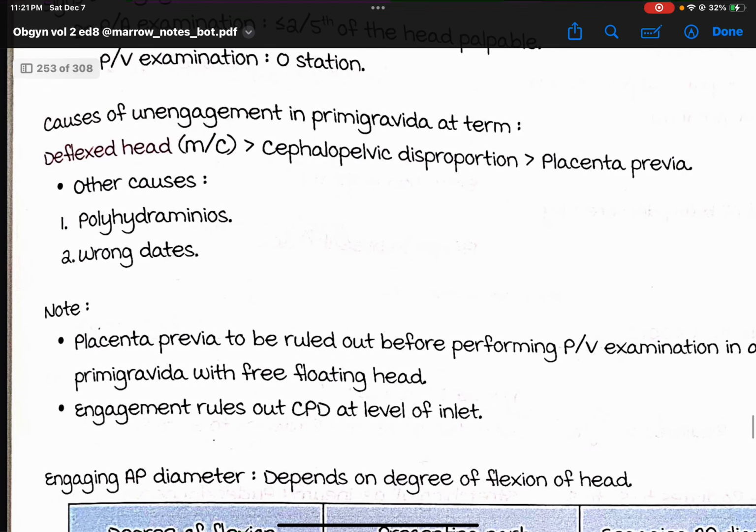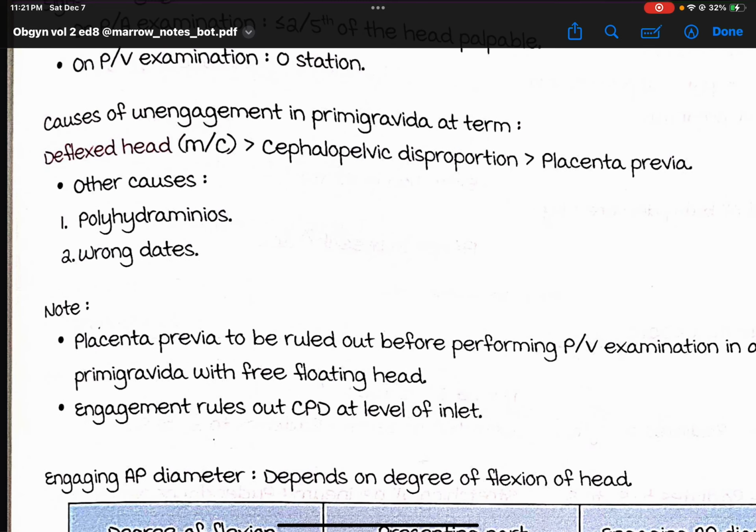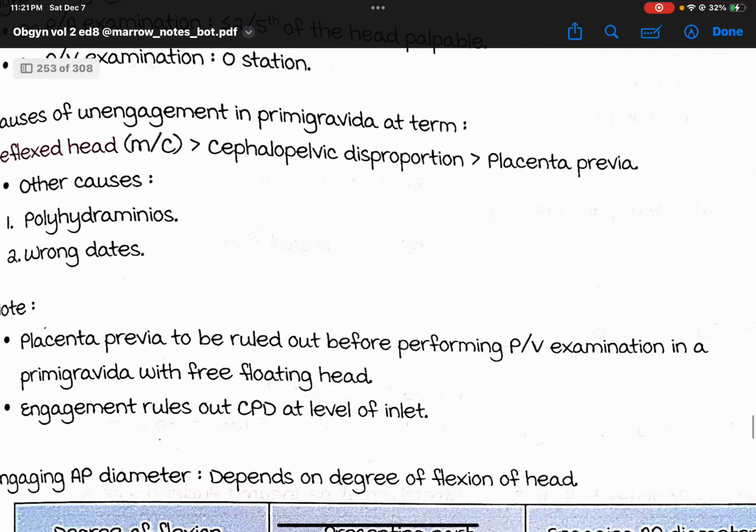Causes of unengaged head in primigravida at term. Deflexed head, most common. Cephalopelvic disproportion, more common than placenta previa. Other causes: polyhydramnios, wrong dates.